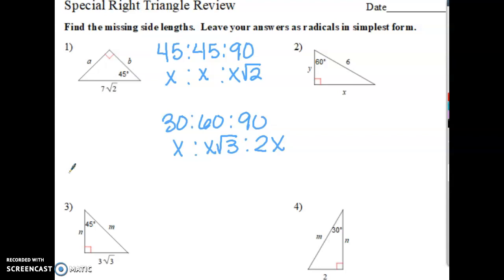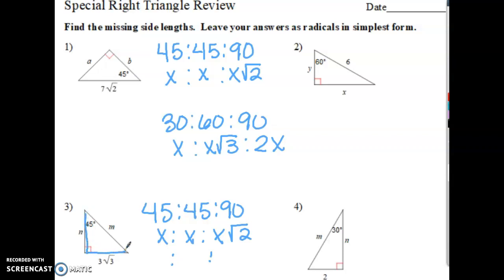So for number 3, I see it's a 45, 45, 90. So I'm going to write down my ratios. 45, 45, 90. So I have x, x, x square root of 2. So I'm going to fill in what I have. Of course, I see I have my sides filled in. Those are my x's. And of course, my hypotenuse, that's going to be my 90 degrees. So that is x square root of 2.